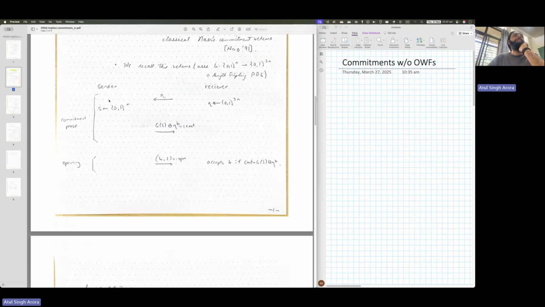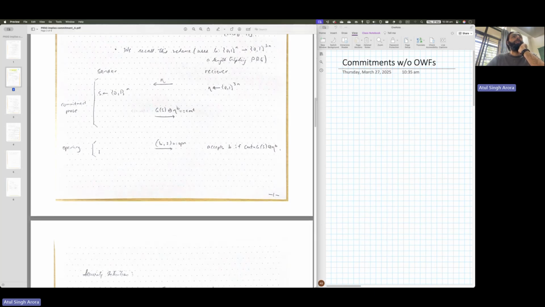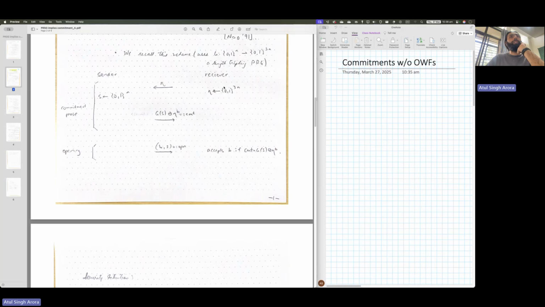length 3n, and sends it to the sender, who samples a seed for the pseudorandom generator, which is n bits, and sends G(s) XOR eta times b as the commitment. And so that's the commit phase. Then the opening is that the sender sends the seed s together with the bit b that was committed. Right? And the receiver is going to check whether the seed actually matches.